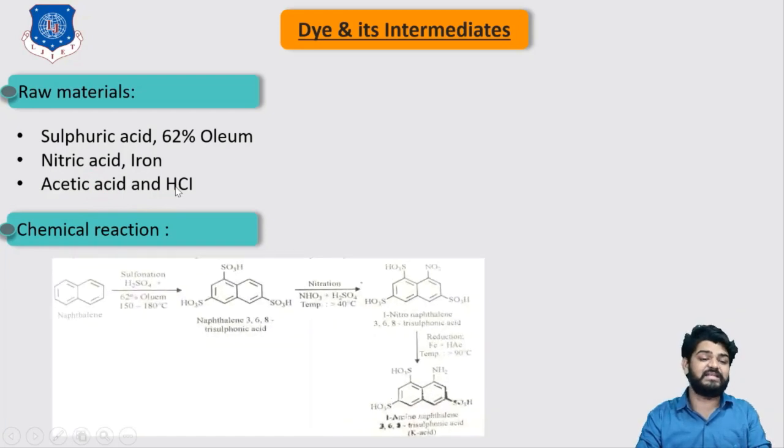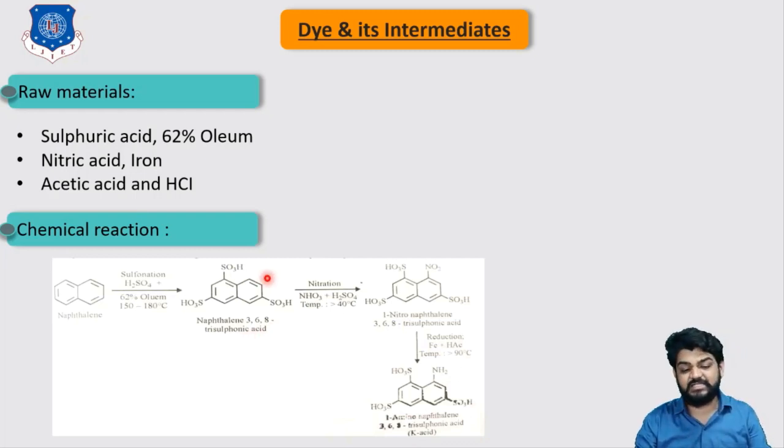Now after this, let's just quickly understand what is the chemical reaction that takes place in order to get our final product of Koch acid. As you can see here, this reaction starts from naphthalene. We have to undergo this naphthalene inside the sulfonation reaction, in which we add sulfuric acid and 62% concentrated oleum at a temperature of 150 degrees Celsius to 180 degrees Celsius. Again, this is a very exothermic reaction, so we have to circulate cooling water outside the jacket. Then it will ultimately produce naphthalene which has 3 sulfonic groups in the 3rd, 6th and 8th positions.